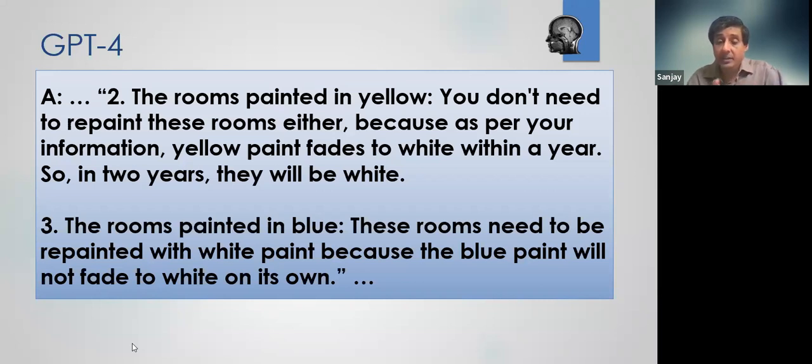Yellow paint fades to white within a year. That's almost verbatim what it was told. And then it says, so in 2 years, they will be white. So it makes a conclusion about the yellow rooms, that they will automatically become white, so you don't have to do anything. But the way it phrased this is that it started the sentence with the solution. It didn't put the solution at the end.